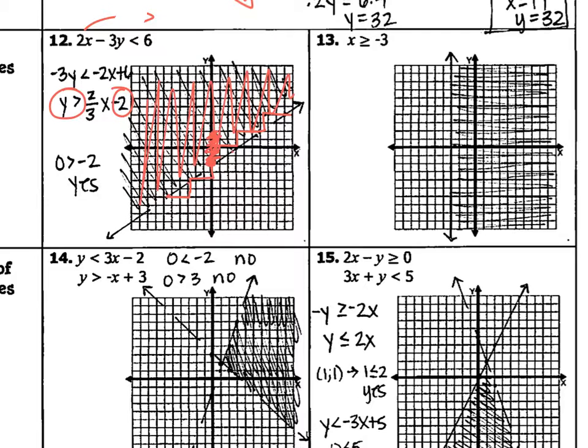Same thing on number 13. On number 13, you got x equals -3. Well, that's a vertical line. x equals -3. Now, all the x's are greater than, that's to the right. This is a solid line, and I forgot to tell you that number 12 was a dashed line. Okay? Let's look at number 14.